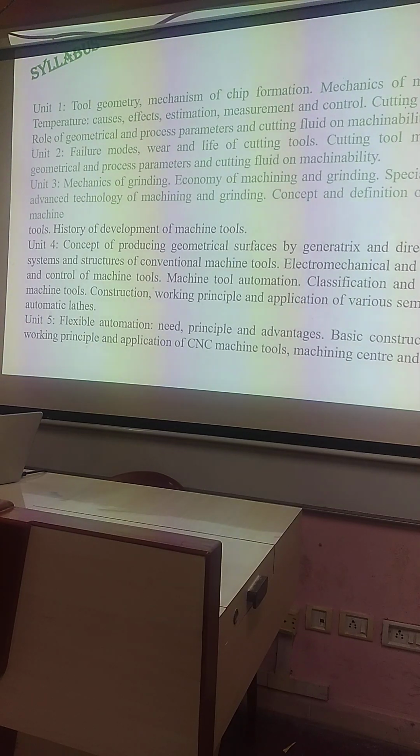Time up to which we can perform the cutting by using the tool. And next is the cutting tool material. What are the properties cutting tools should have?